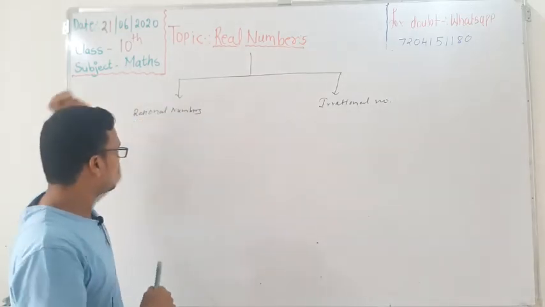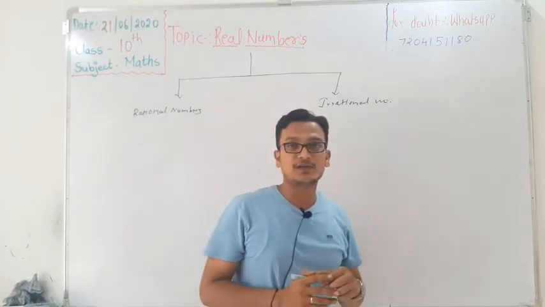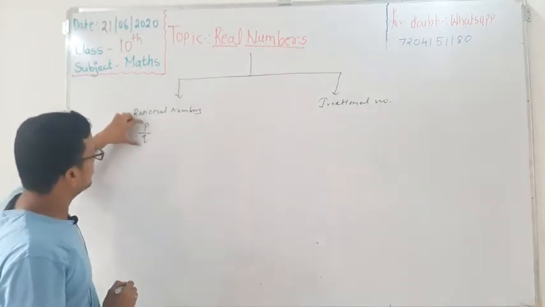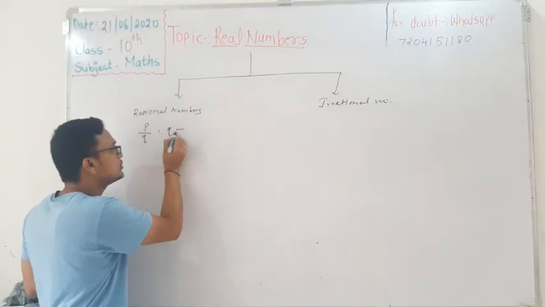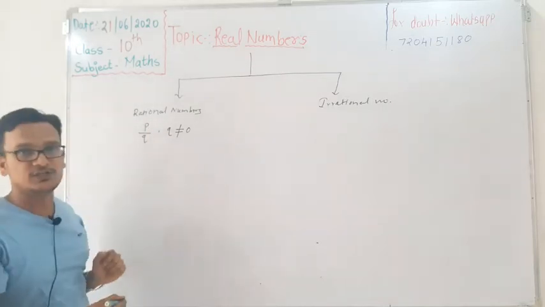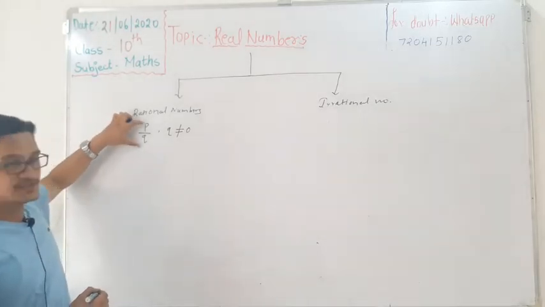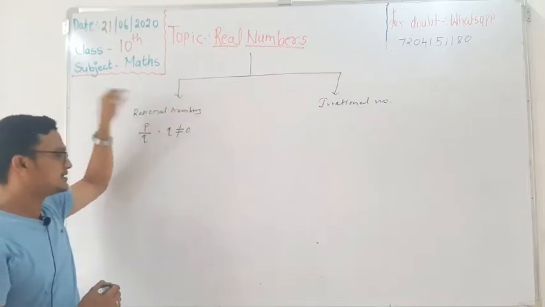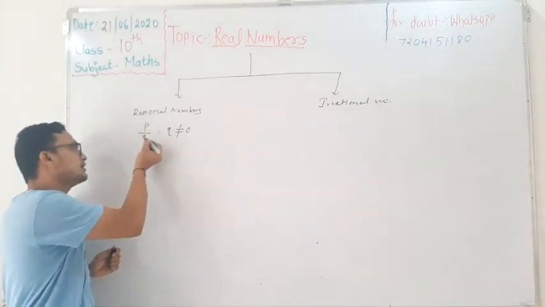Now first we will study what is meant by rational number. As we know, any number which is represented in the form of p by q, such type of number is called a rational number, where q is not equal to 0, and where p and q are integers. So a number which is represented in the form of p by q, where q is not equal to 0, such form of number is called a rational number.